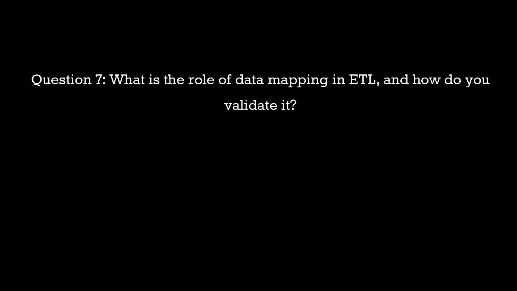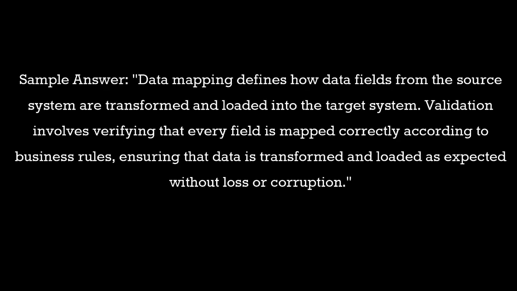Question 7. What is the role of data mapping in ETL, and how do you validate it? Sample answer. Data mapping defines how data fields from the source system are transformed and loaded into the target system. Validation involves verifying that every field is mapped correctly according to business rules, ensuring that data is transformed and loaded as expected without loss or corruption.